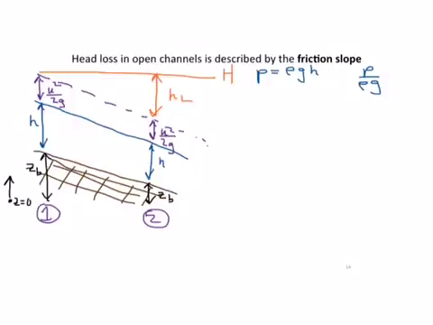Okay? So we could define a new term, which is friction slope, and friction slope is just defined as the slope that this angle here makes. So the slope is rise over run. So the friction slope is defined as head loss over the distance between 1 and 2, which I'm defining as L. Okay? So that's our friction slope.